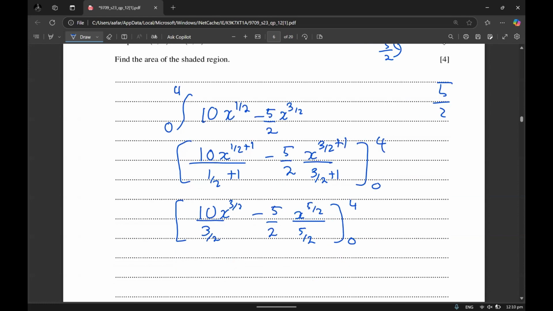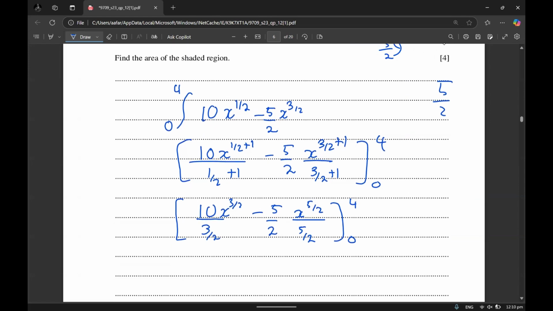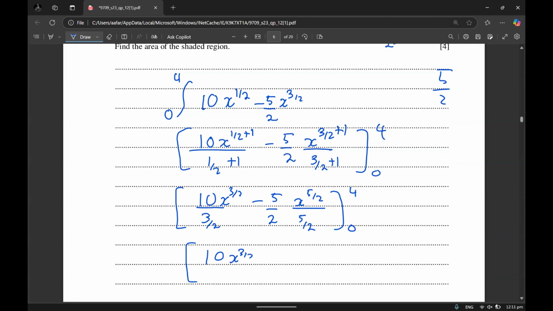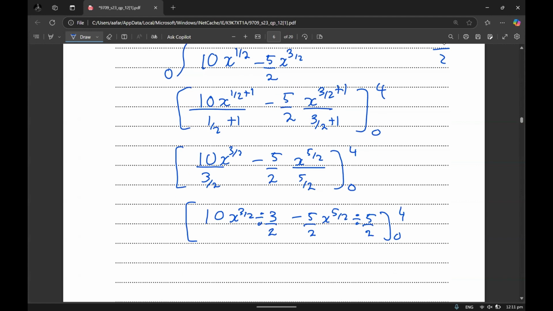From 0 to 4. What do we have here? That's 10 over 3. Since 10 is being divided by 3 over 2, we can write it as divided by 3 over 2, minus 5 over 2 times x to the power 5 over 2 divided by 5 over 2. I'm just setting this out to make things easier. Since it's dividing, we can take the reciprocal. So it becomes 2 over 3, minus 5 over 2 times x to the power 5 over 2 into 2 over 5.